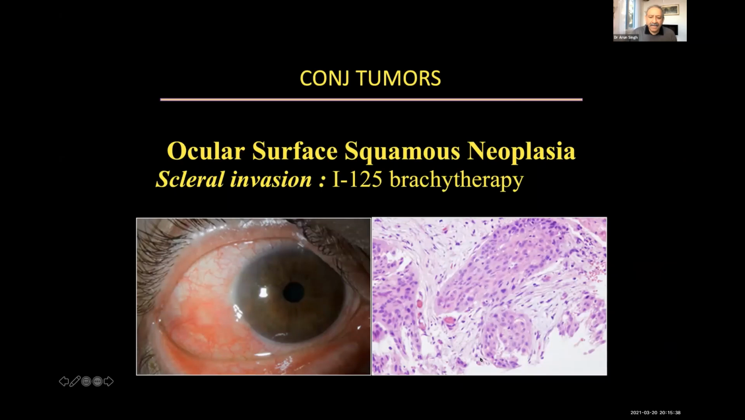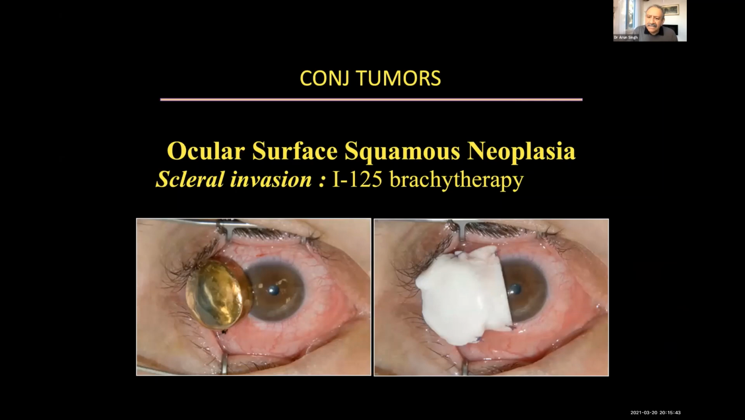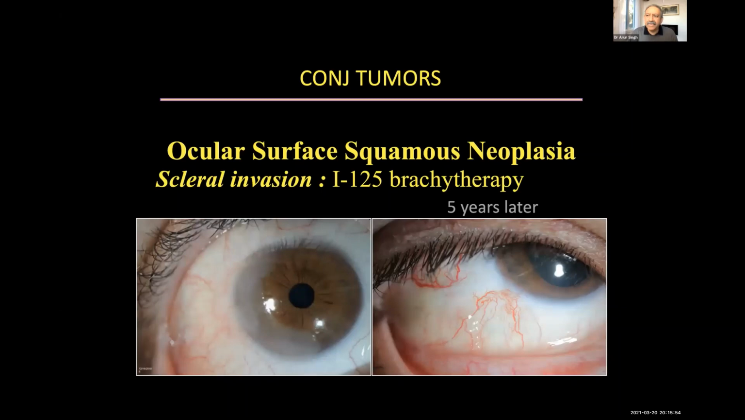And here's a radiation implant applied directly to the conjunctiva, covered with Tutoplast so as to minimize irritation, left for about 48 hours. And when you give about 45 gray, you can see all the tumor went away. No recurrence, slight cataract.